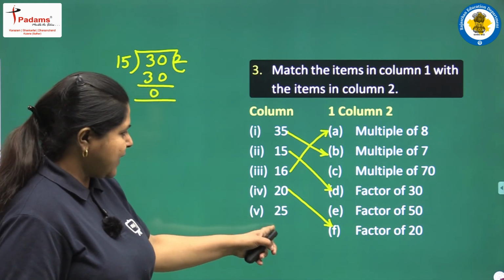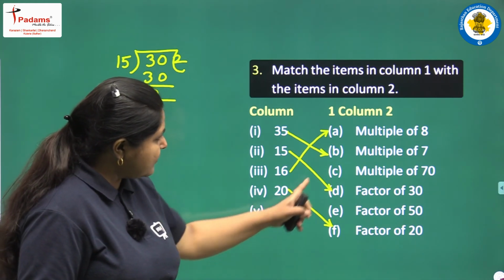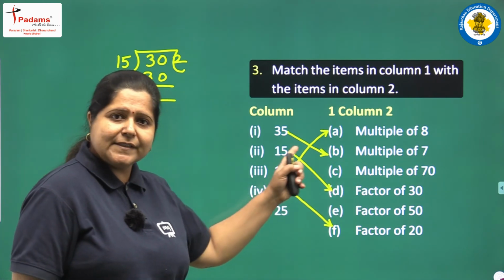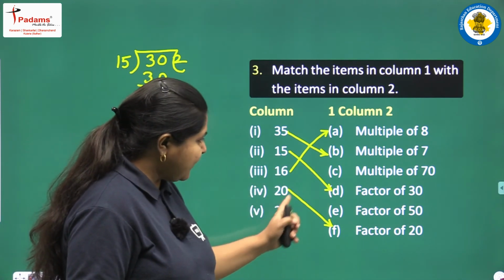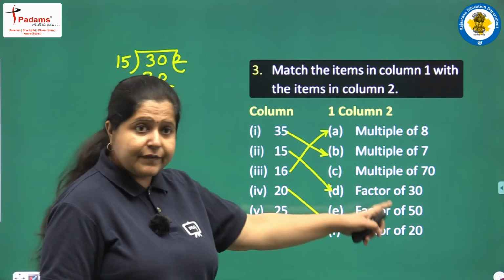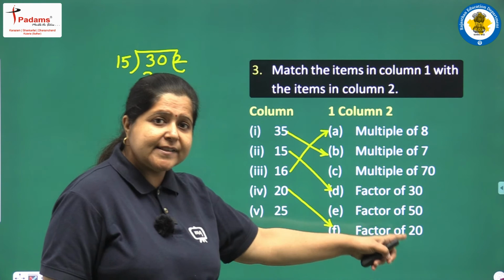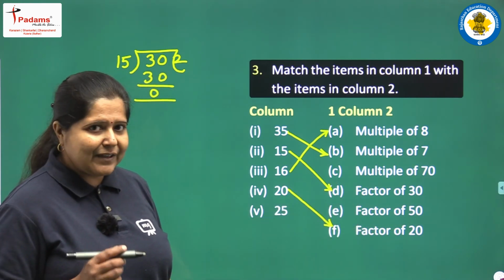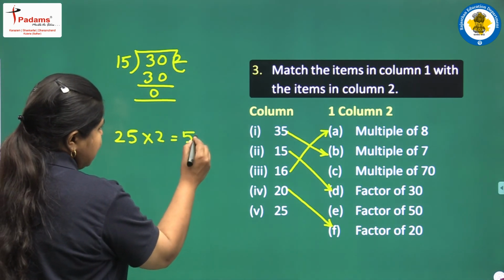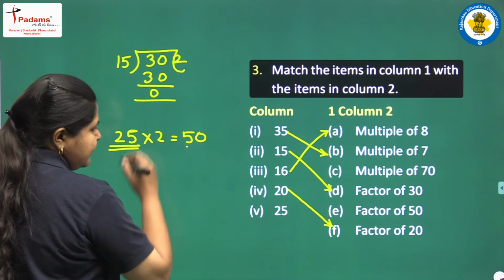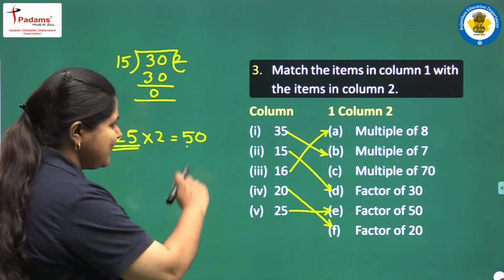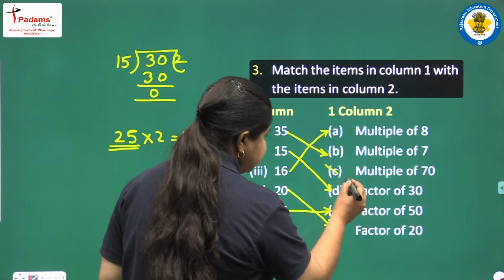Then we have 25. Is 25 a multiple of 70? Again it is less than 70. It cannot be a multiple of 70. Then is 25 a factor of 50? Yes, it will be if 25 divides 50 completely, or if 50 is present in the table of 25, and we know that 25 2s is 50, and so this is a factor of 50, and yes, these two will match properly. So in this way we have matched, and this one will be left out.